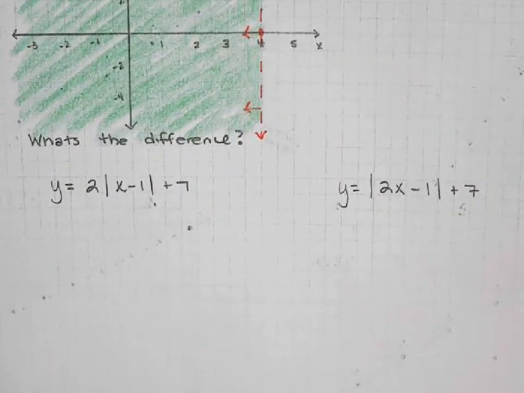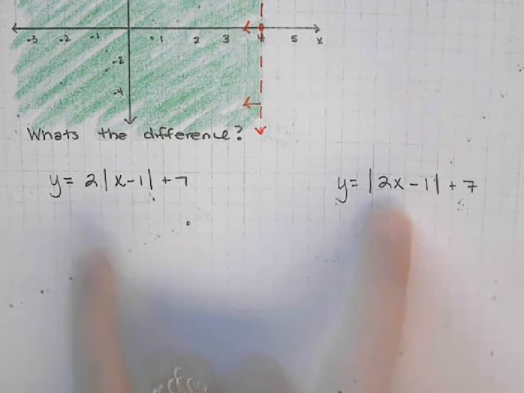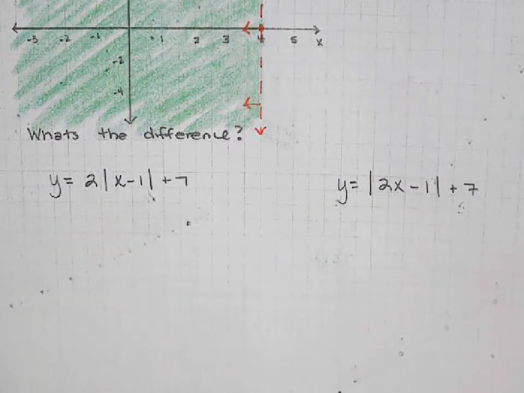Okay, so here's my question. Because you guys are practicing these with absolute value functions as well, what is the difference between these two equations? There is a difference.